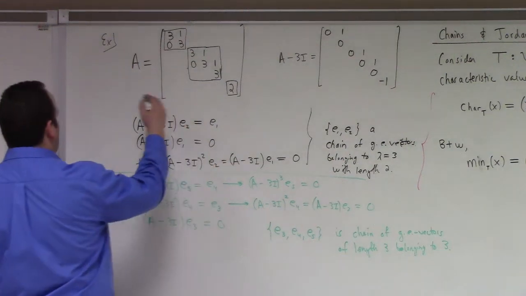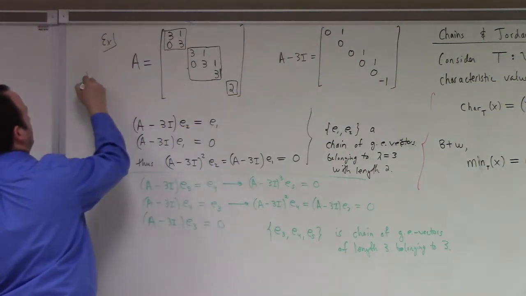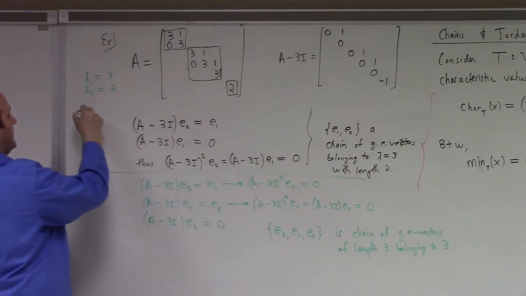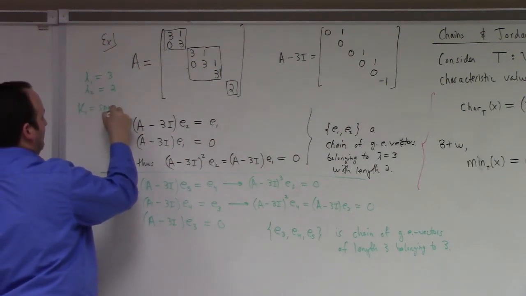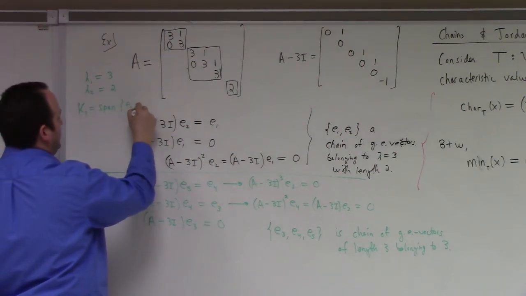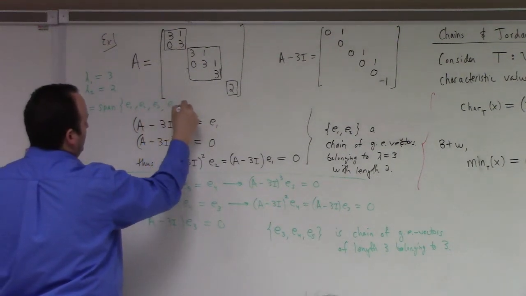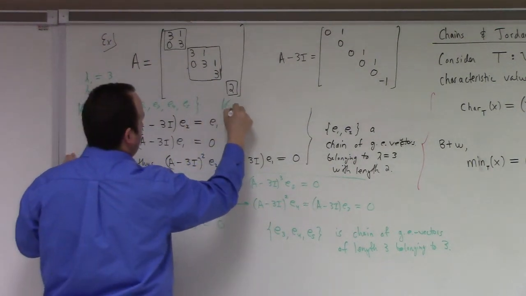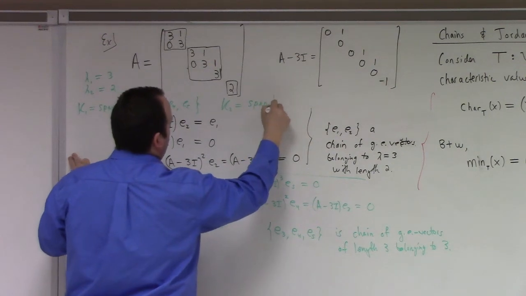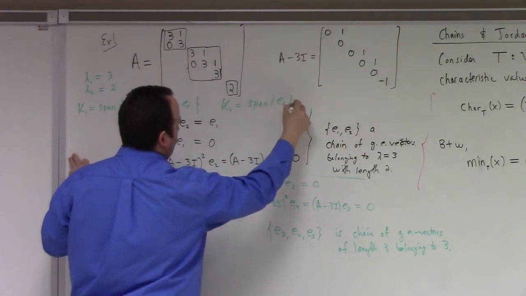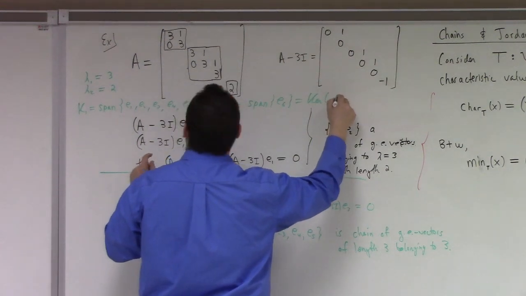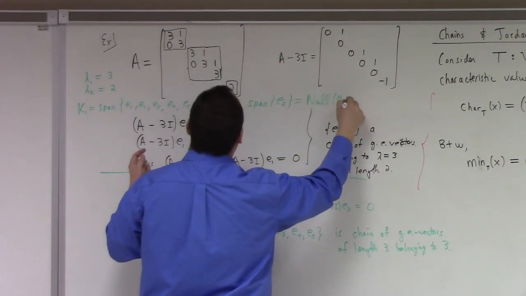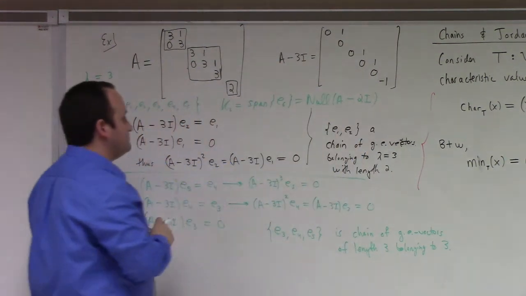Like here, if I'm enumerating my eigenvalues, lambda 1 equals 3, lambda 2 is equal to 2, right? In my language over there, K1 would be what? The span of E1, E2, E3, E4, E5, and that's it. Whereas K2 would be the span of E6, which, by the way, would be the kernel of, well, the null space in my current lingo, of A minus 2I, which is one-dimensional.